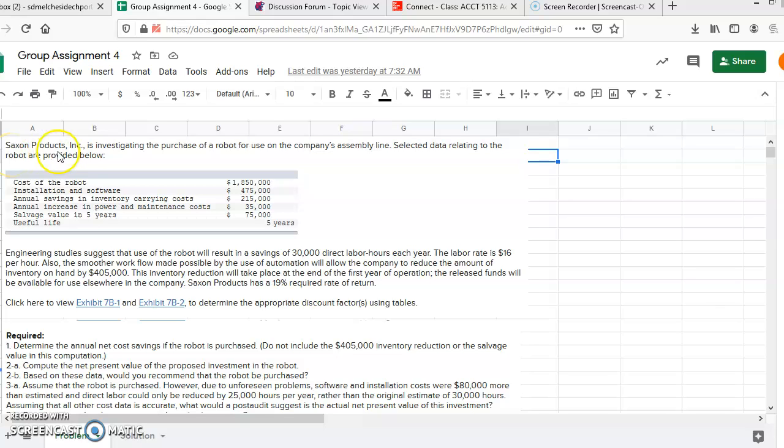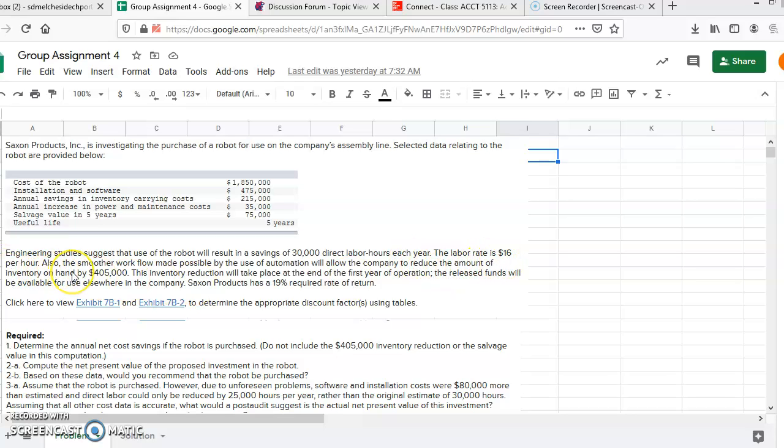Saxon Products Incorporated is investing in the purchase of a robot for use on the company's assembly line. Selected data relating to the robot are provided below. Engineering studies suggest that use of the robot will result in a savings of 30,000 direct labor hours each year. The labor rate is $16 an hour.